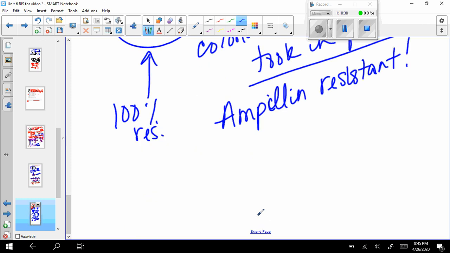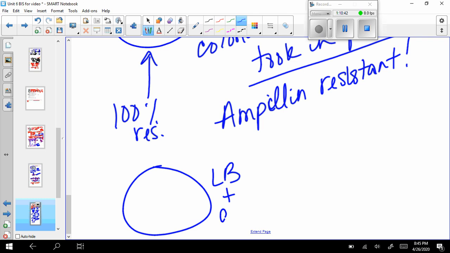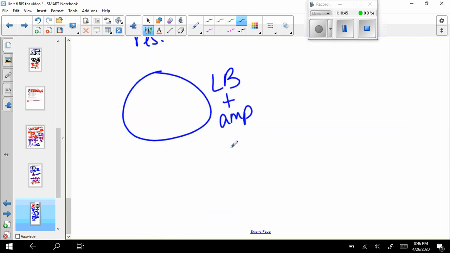And then we had another one with Luria broth and the plus and ampicillin, but this one we also put arabinose sugar.